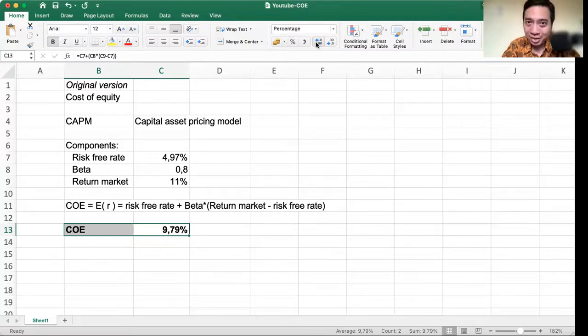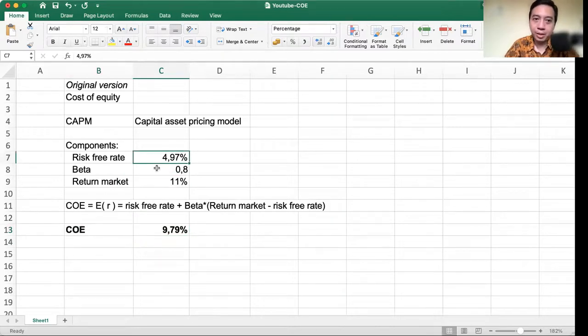Pretty simple, right? But please don't forget to put the right numbers for the risk-free rate, beta, and also the return market, because the way we justify these three numbers will determine our cost of equity.